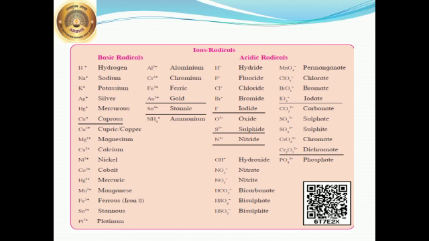So here different radicals are given, basic and acidic. Hydrogen, sodium, potassium, silver, mercury, cuprous, they all are monoatomic. Cupric, magnesium, calcium, nickel, cobalt, mercuric, manganese, ferrous, stannous, platinum, aluminium, chromium, ferric, gold, stannic, ammonium. We have studied this in our previous slides. Acidic radicals: hydride, fluoride, chloride, bromide, iodide and so on.